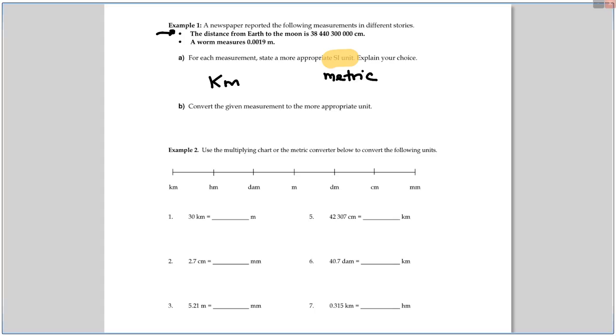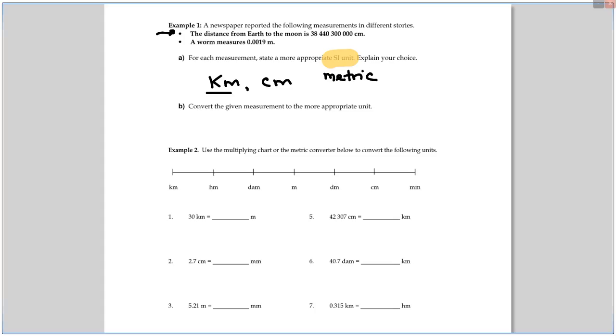And then a worm. Why would you use meter for a worm? That doesn't even make any sense. So what's a better one for the worm? Yep, centimeter or millimeter would be perfectly fine. And then convert the given measurement to the more appropriate unit. Okay, so this 38 billion into kilometers. That's our job right now.